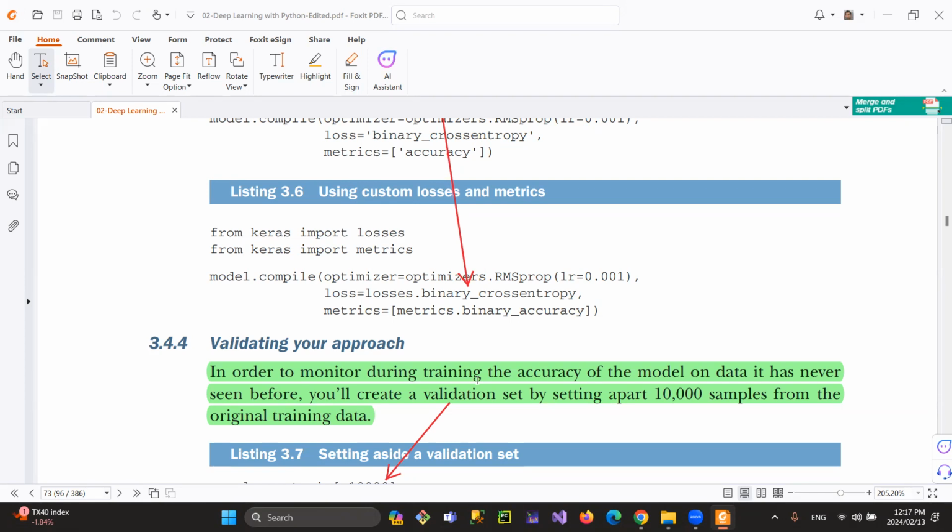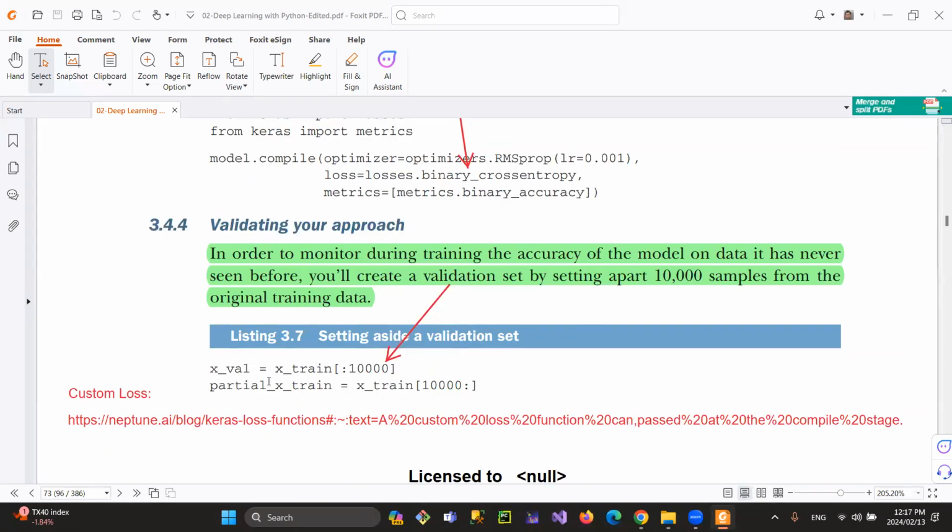That is why we have validation. And if you see here, we said out of the 25,000 samples that we have for training, let's put aside the first 10,000, from 0 all the way to 9,999, for the validation. The rest, from 10,000 all the way to the end, we keep for the train. So 10K for validation, 15K for training.